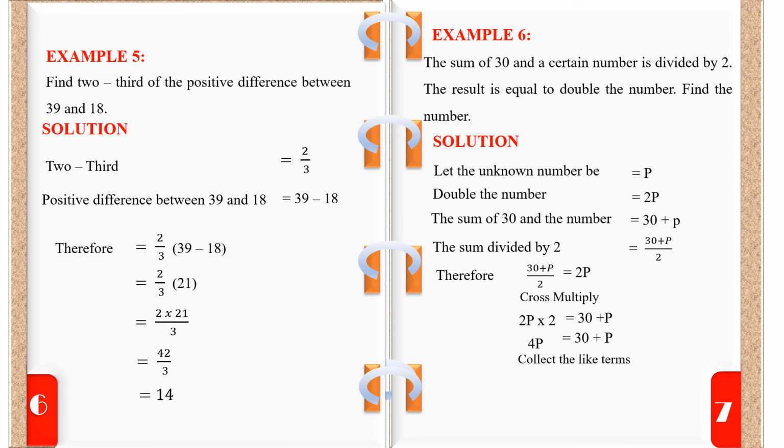Then what do we now have? We collect the like terms. Then we have 4p minus p equals 30. Then 4p minus p will give us 3p equals 30. Divide both sides by 3. Now you get 3p over 3 equals 30 over 3. And then our p is equal to 10.